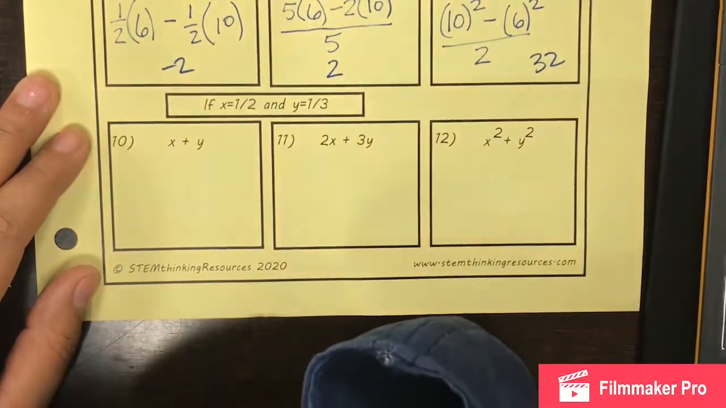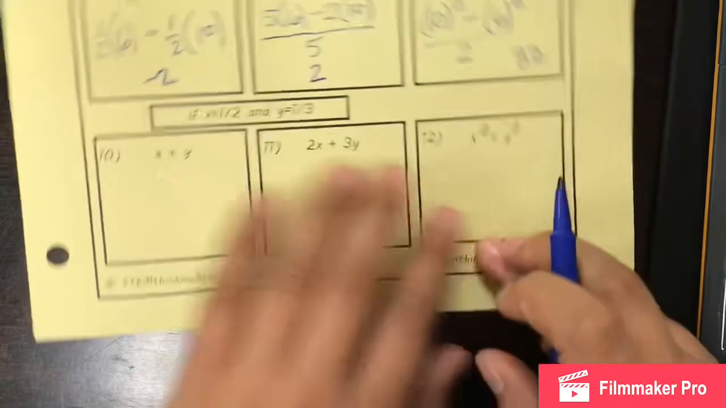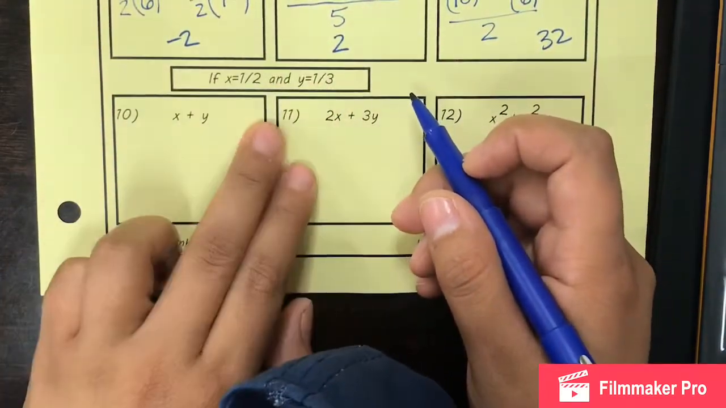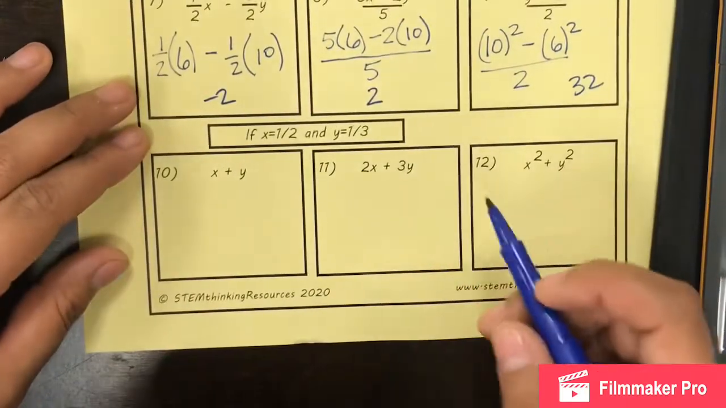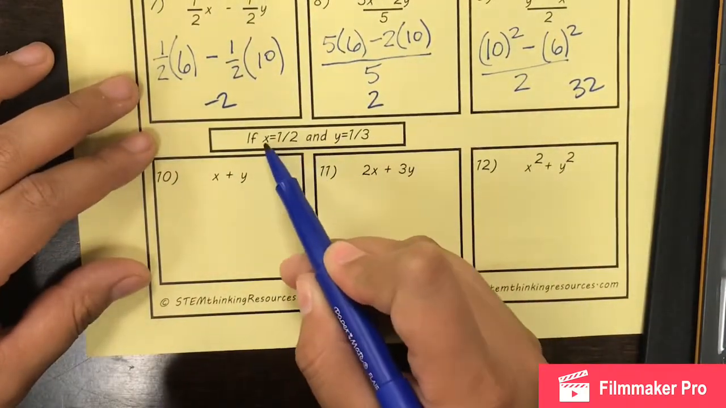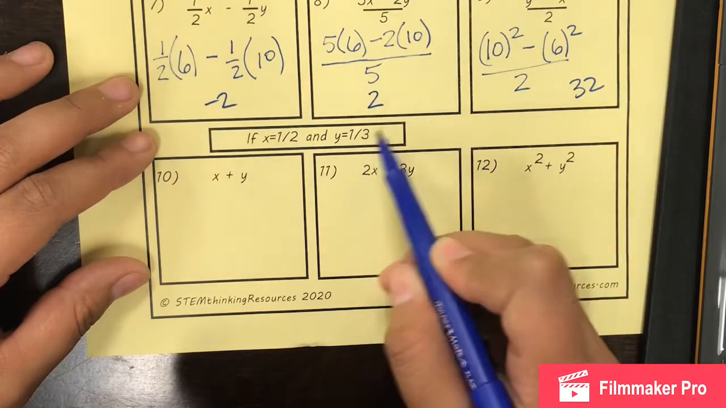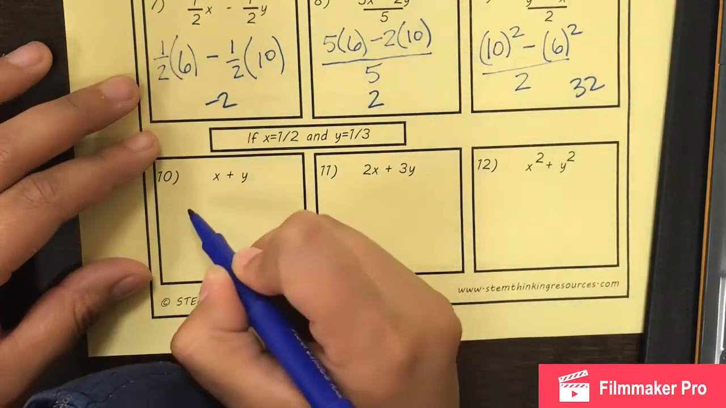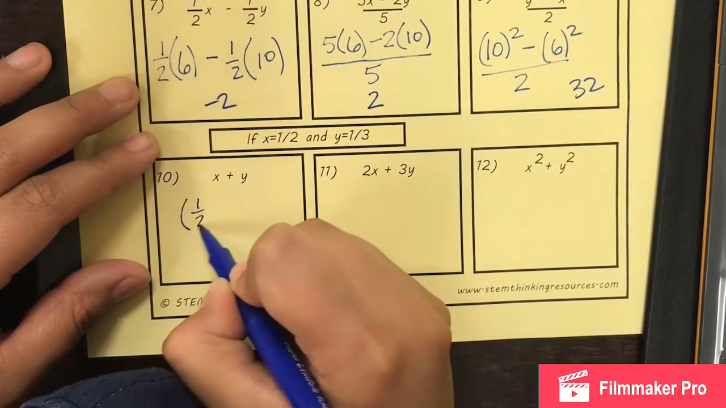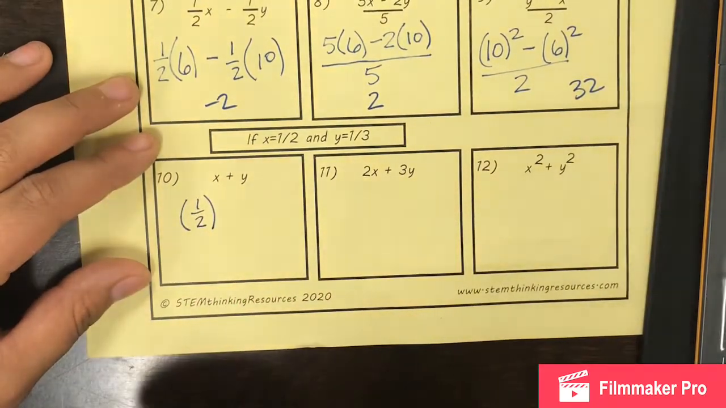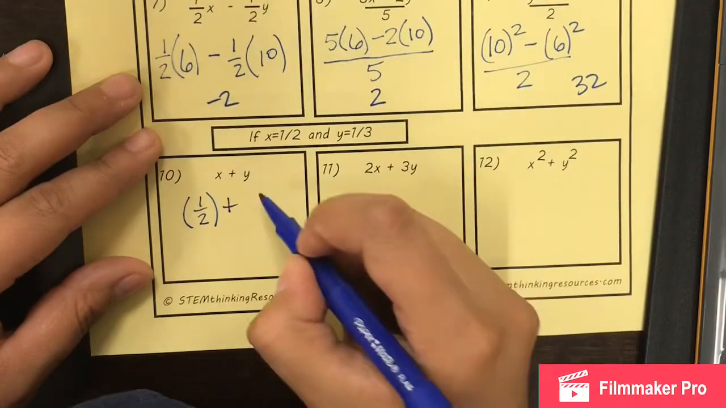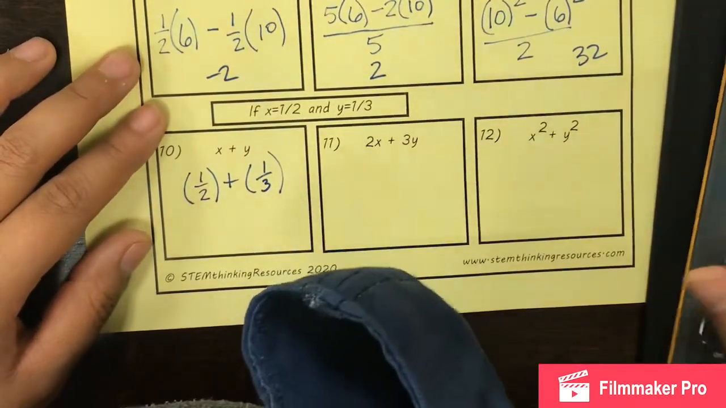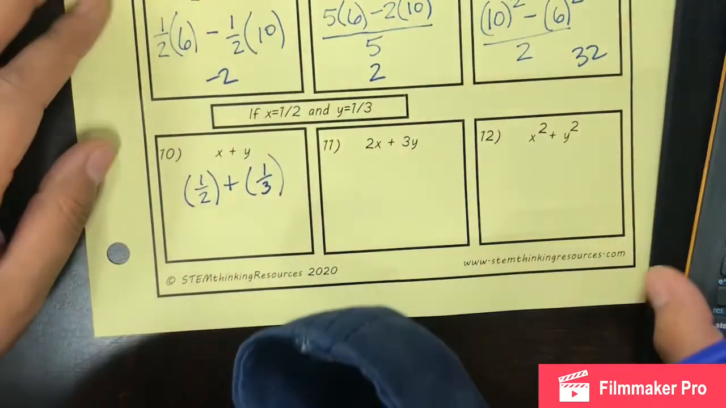Okay, last section. This one, it's like, oh, that's super, super easy. But my values this time are fractions. So this is what makes this section a little trickier. So let's practice it. So they want me to substitute 1/2 for x and 1/3 for y. So x plus y, parentheses 1/2 plus parentheses 1/3. So don't freak out when you see a fraction. You treat it the same way. Whatever I substitute with, I just put it in parentheses.